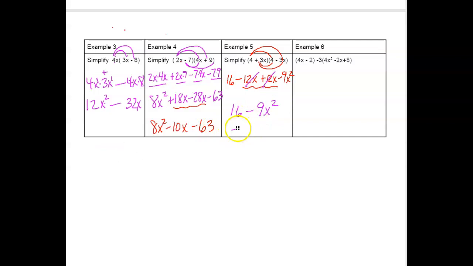You can put the 9x squared first. It really is just a preference. Okay, I wouldn't mark it wrong because they're both correct.